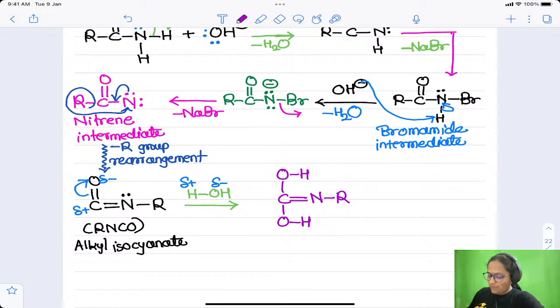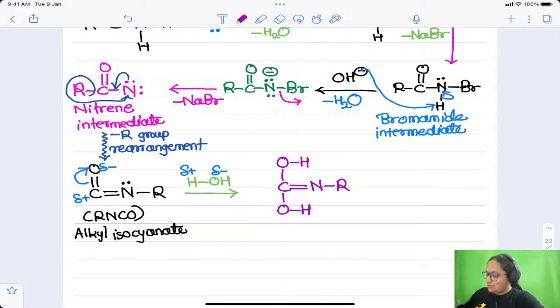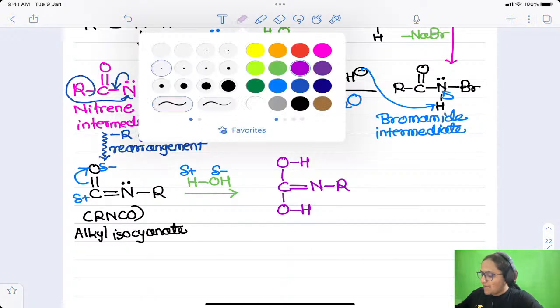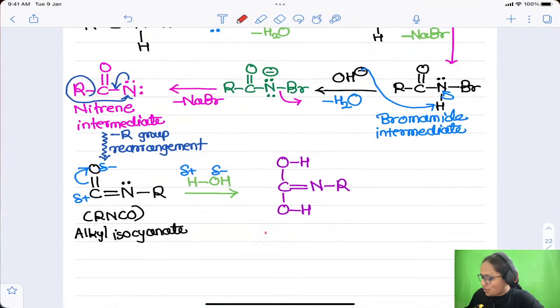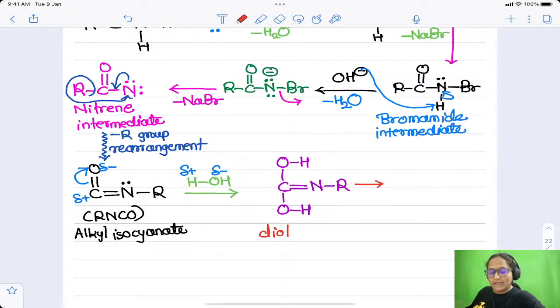Okay, now again, what happens further after this? You can see this is a diol, right? Diol means there are two OH groups attached on the same carbon atom. So this is unstable. So what happens further? It gets converted into the next molecule by again a rearrangement.